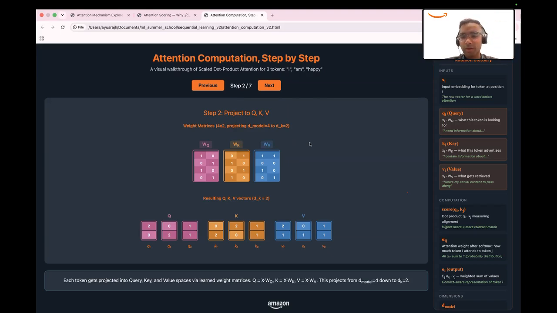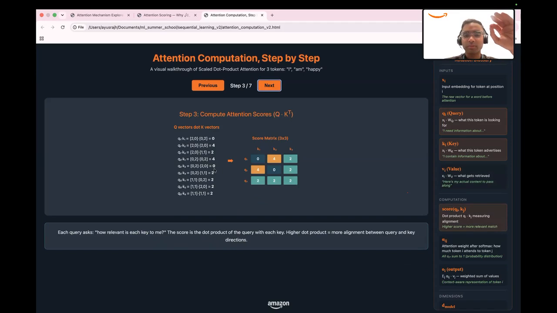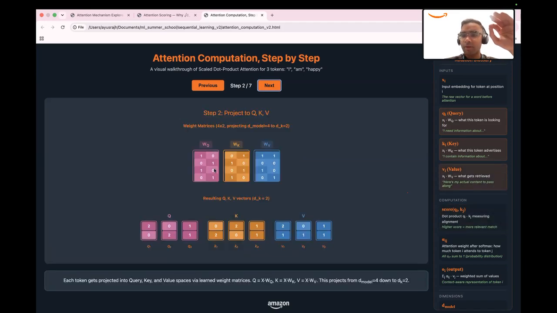How do I get those vectors? I get them by multiplying weight matrices WQ, WK, WV respectively with my embeddings. I want a query vector for my embedding x1; I would multiply by WQ. I want a key vector; I would multiply by WK. I want a value vector; I would multiply by WV.